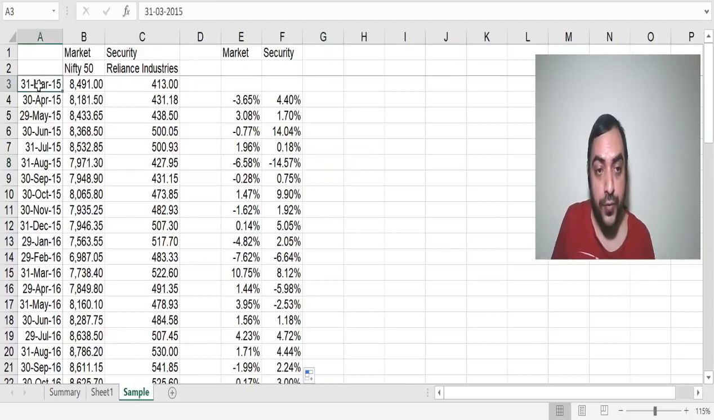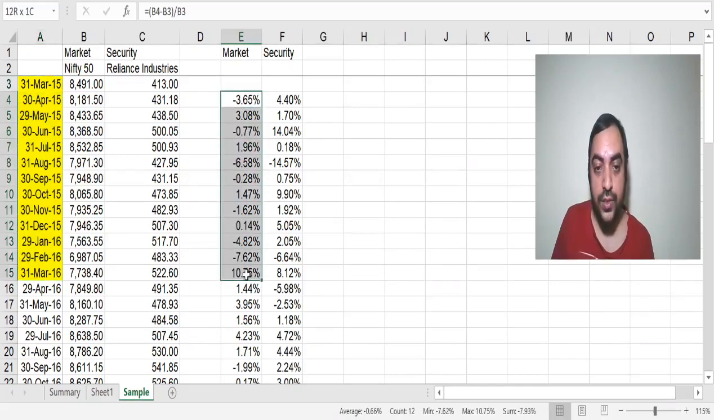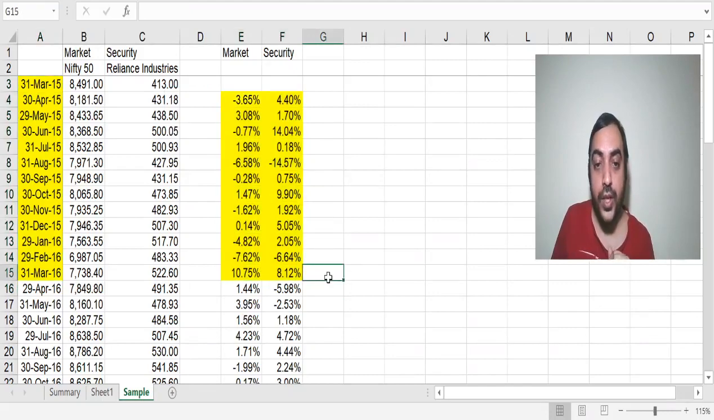So 31st March 2015 till the year end, 31st March 2016. So 1 year, so you will have 12 monthly returns, right? So 12 returns are there. I'm highlighting in yellow. Okay, the correlation formula is covariance divided by standard deviation of the security into standard deviation of the market.